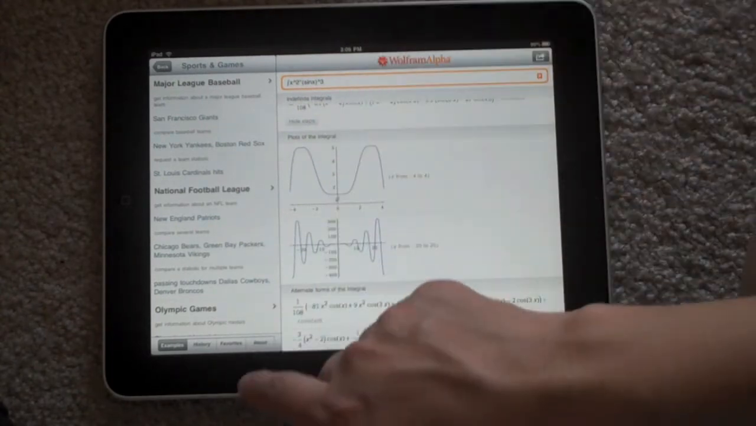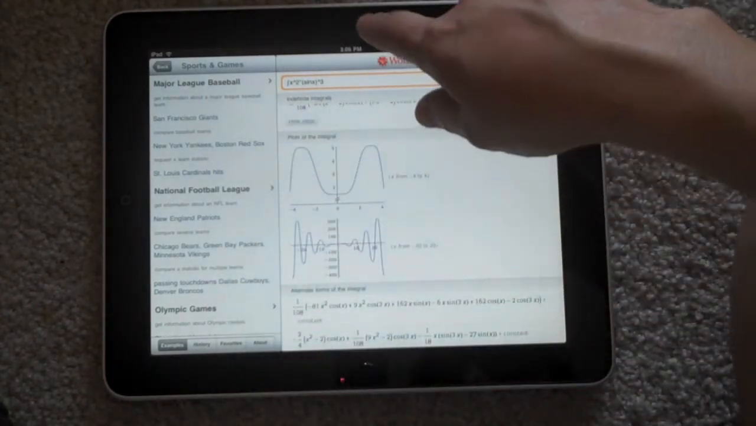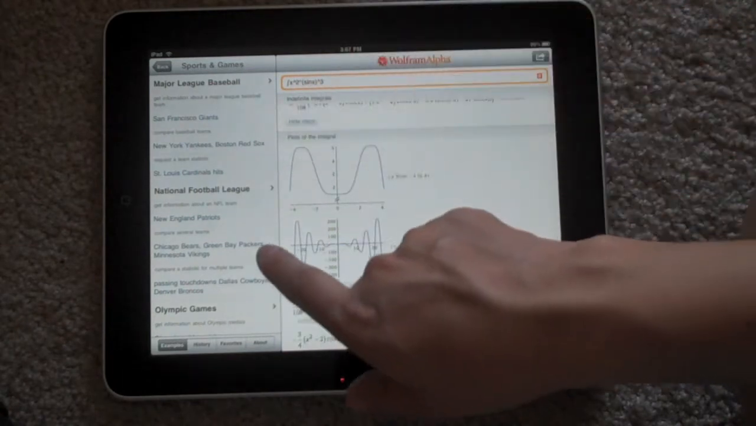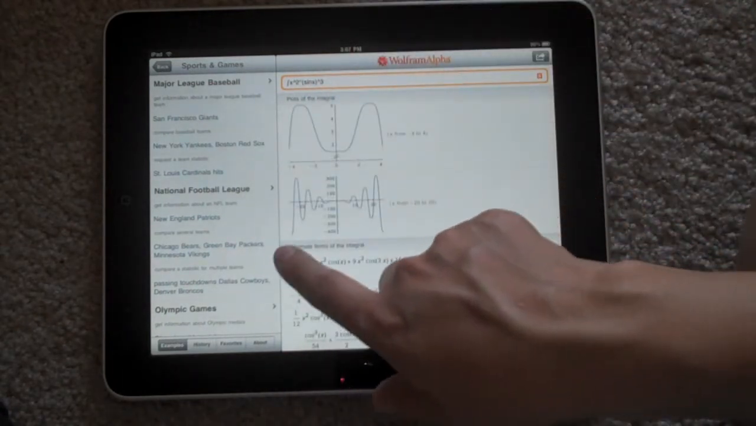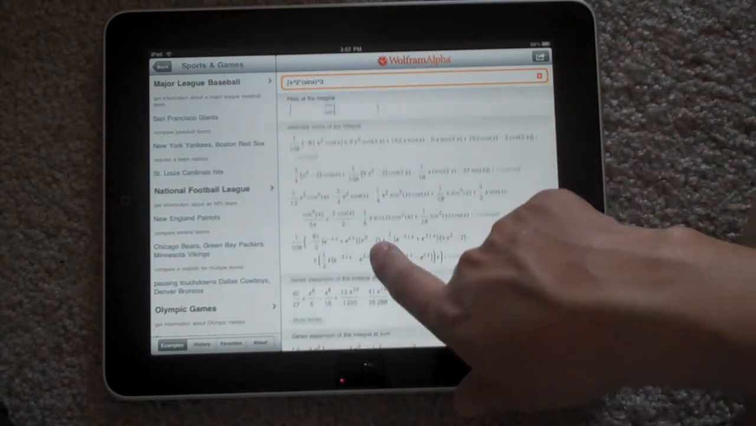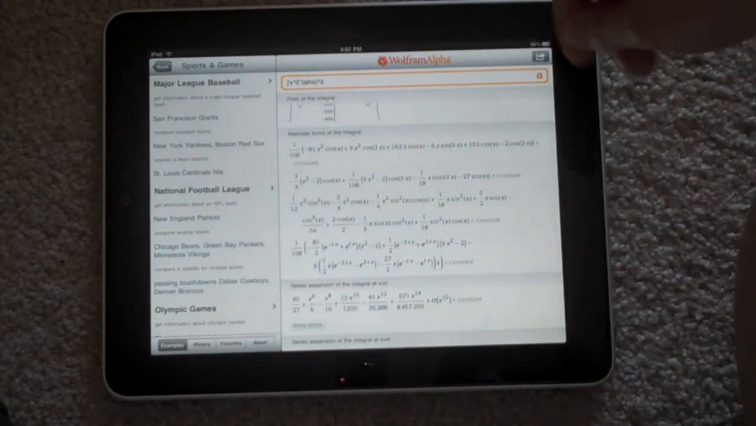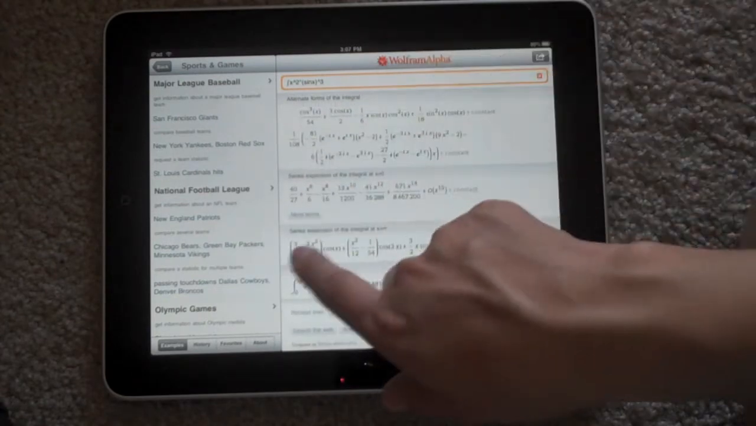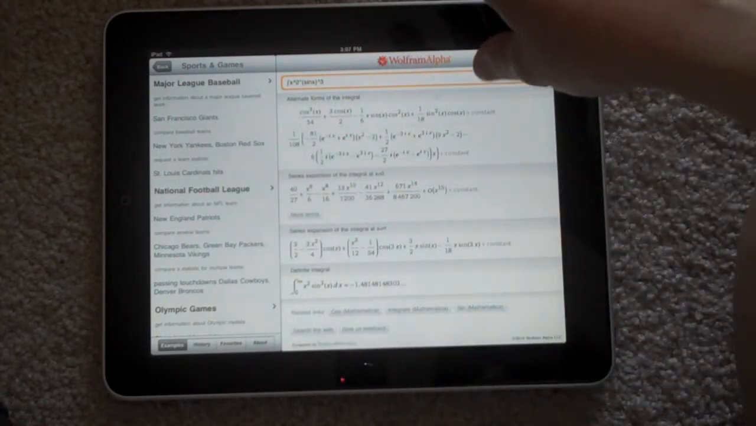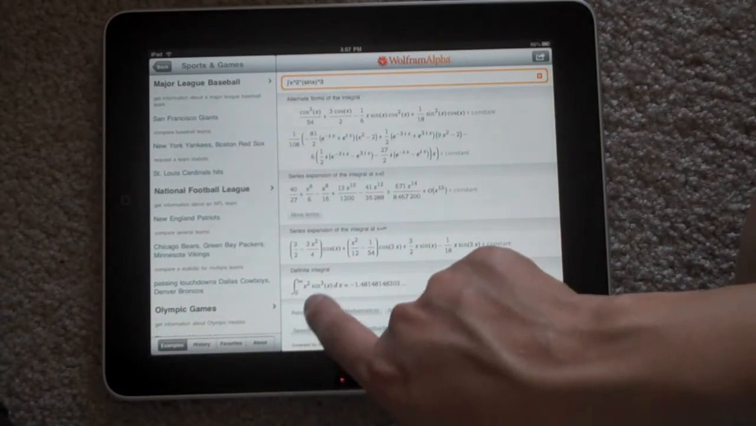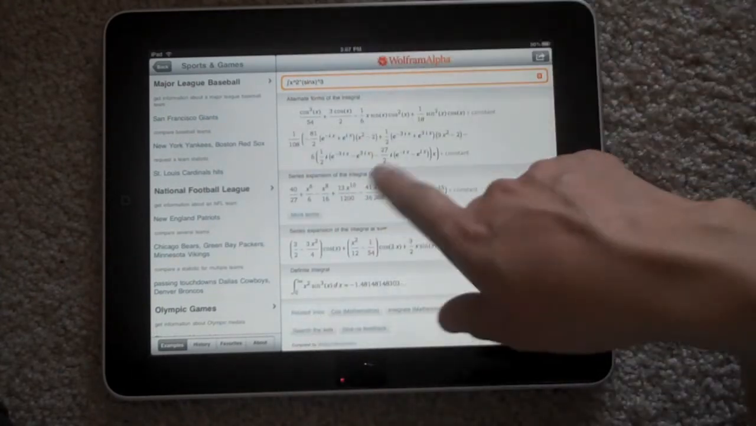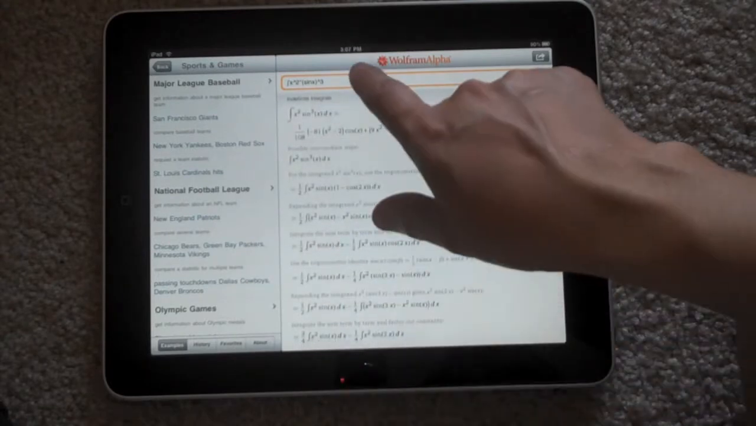So here's a plot of the integral from -4 to 4. Here's one zoomed out from, I don't know, -30 to 30. It shows alternate forms of the answer, the series expansion at x equals 0, the series expansion at x equals infinity, and the definite integral from 0 to infinity. And I could have done this as a definite integral if I wanted to as well.